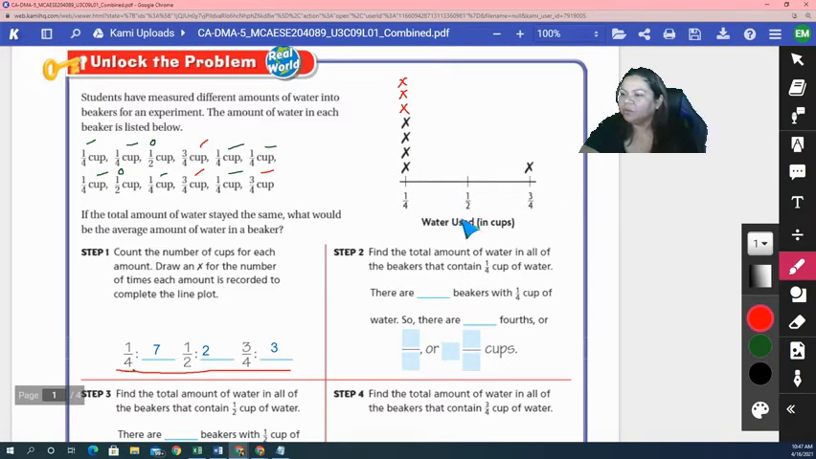How many halves did we have in our list? We had 2, right? We have 2 halves in our list. So we're going to mark 2 X's to demonstrate that we have 2 1/2 cups. And then finally, we want to show 3 of the 3/4 cups. Here we're only showing 1, so we're missing 2 more X's to show 3 of the 3/4 cups.